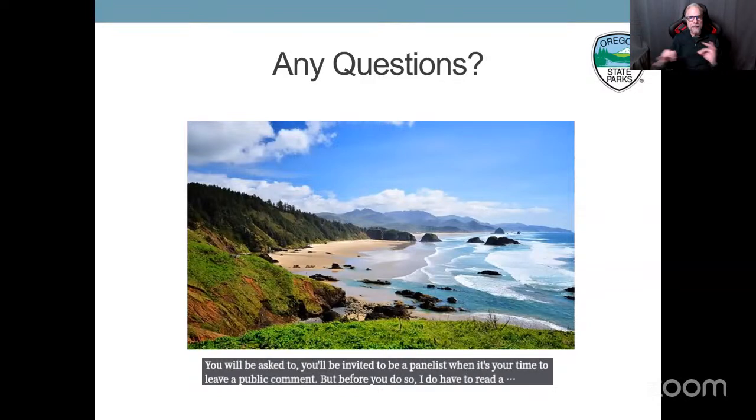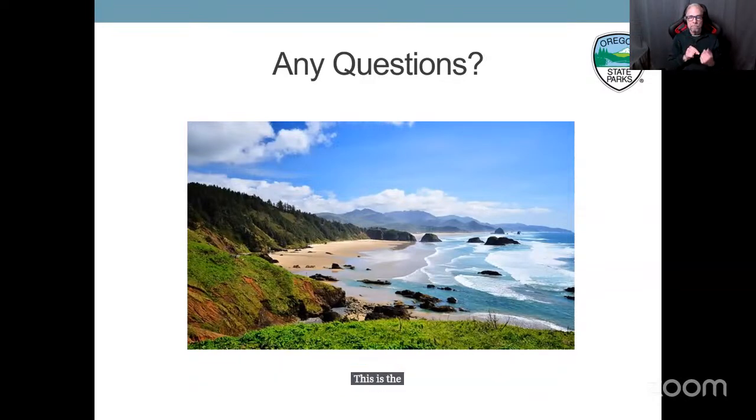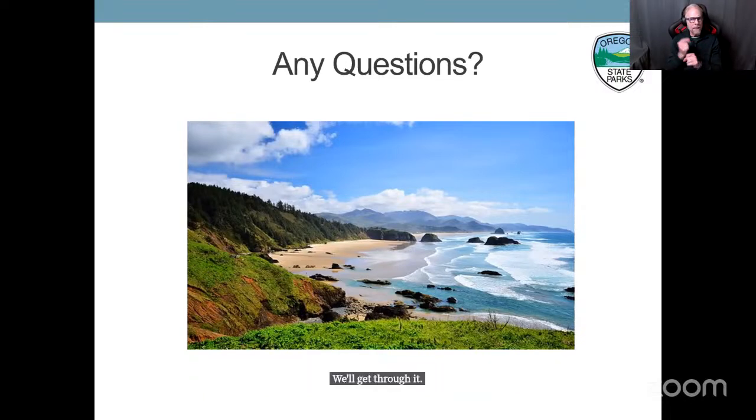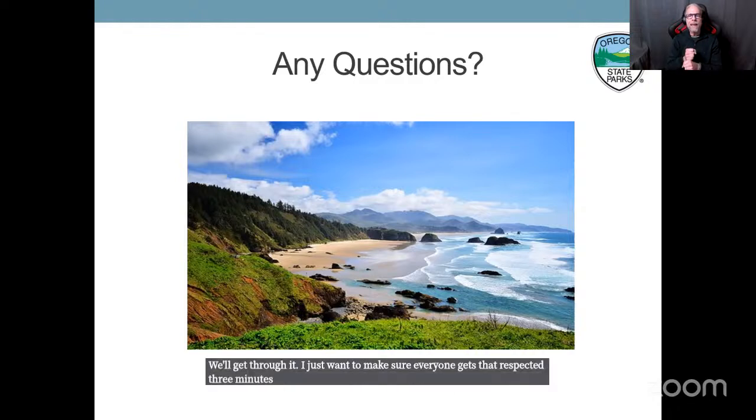This is the section where I am required to read a statement so that we are doing this by the rule. And this next section is really important: it's just public comment for 3 minutes. It's not a time to just ask questions, but if you have a public comment, then ask a question at that same time, if that makes sense, hopefully. We'll get through it. I just want to make sure everyone gets that respected 3 minutes of time allotted.